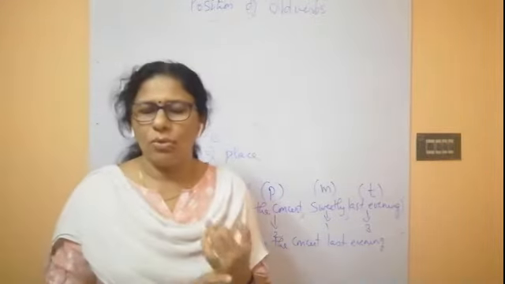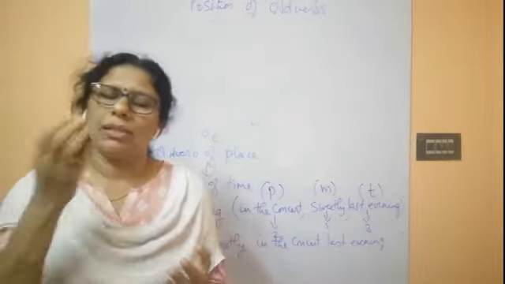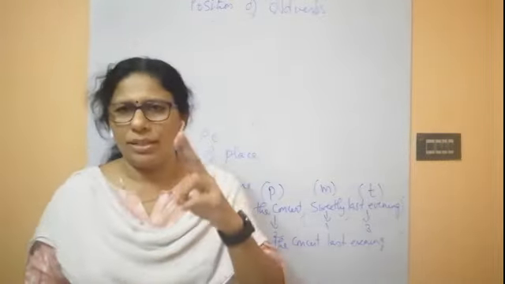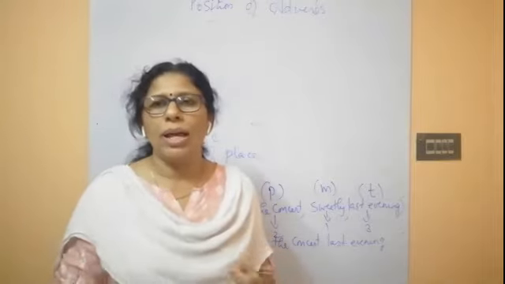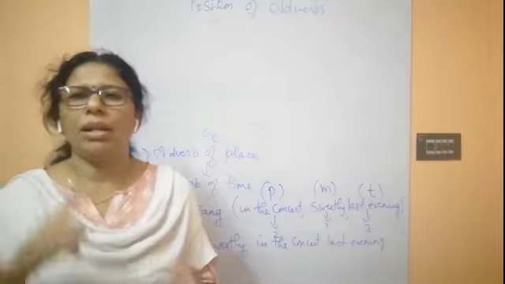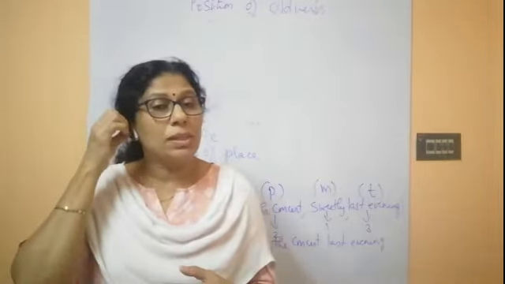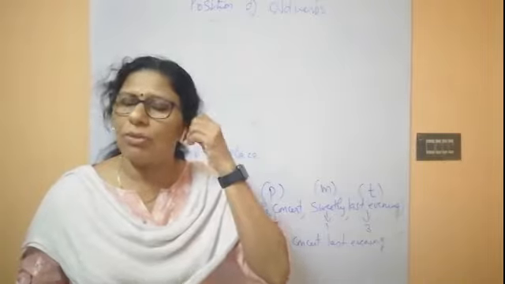Okay, second rule, if to give more emphasis, adverb of time will be placed in the beginning of the sentence. Okay, that is second rule. And third rule, adverb of frequency, degree and sometimes adverb of manner will be placed after the verb if state of being verbs are used. If only state of being verbs are used.